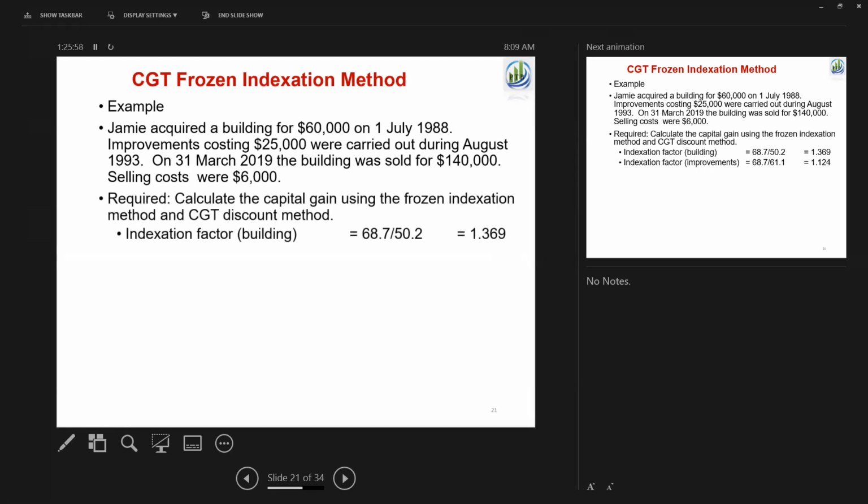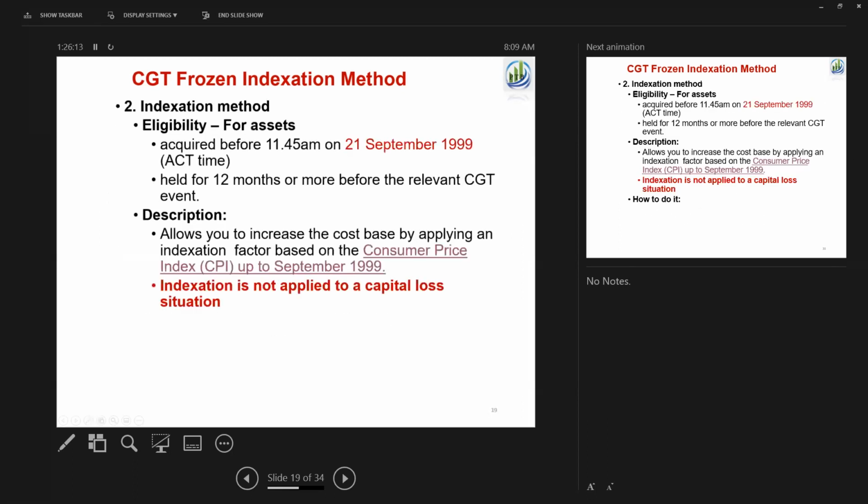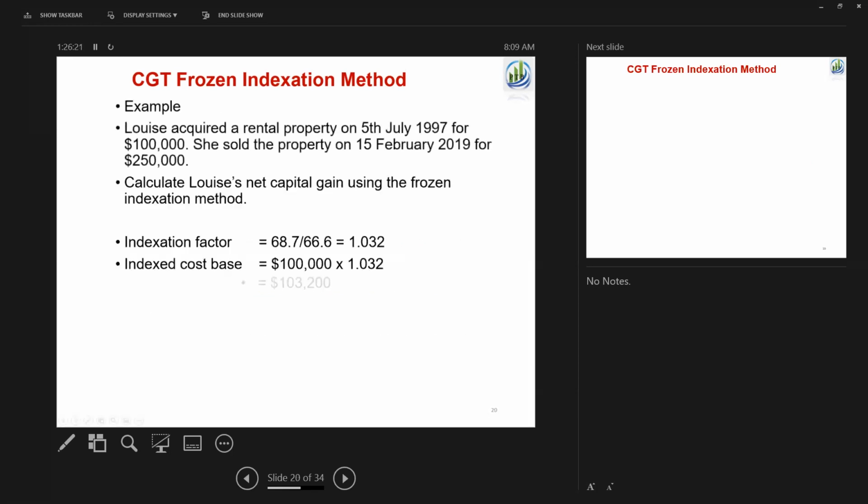Indexation factor for the building. What is the date of purchase? 1988 July. If you go and see in your CPI table, let's say 68.7. Where did you get the table? I will show you again. If you click here on this link, consumer price CPI indexing link, it will open the same as what we saw, that big table, right?